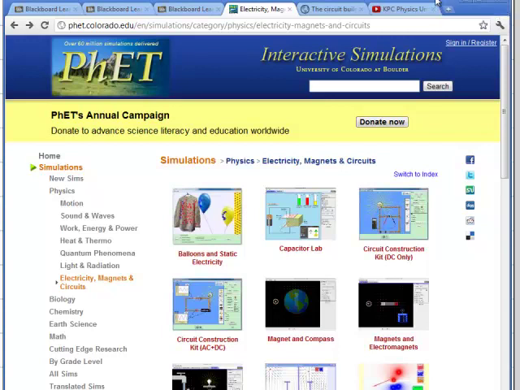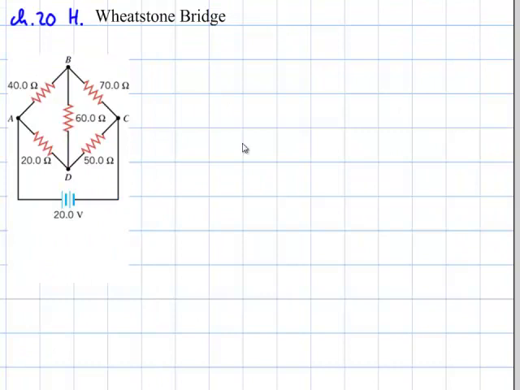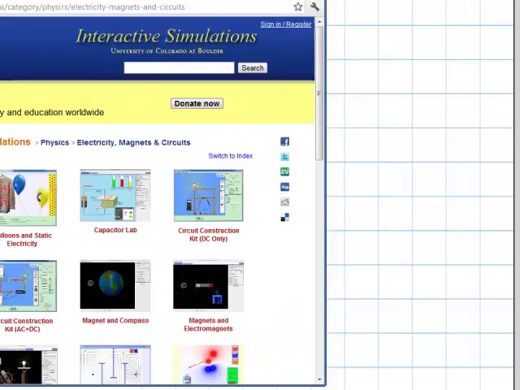Find the voltage between points B and D and state which point is at a higher potential. Find voltage. Okay, so looking at this one, this is where we have to find the voltage and where we have to determine which is at the higher potential.